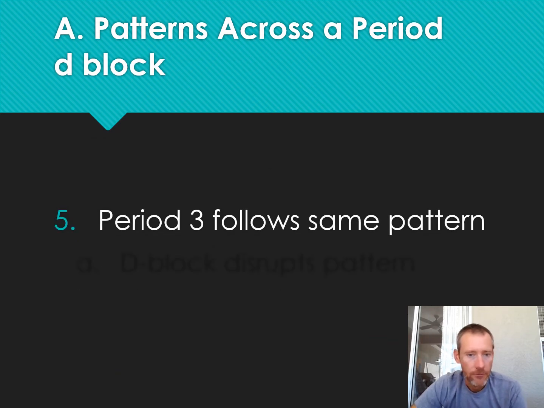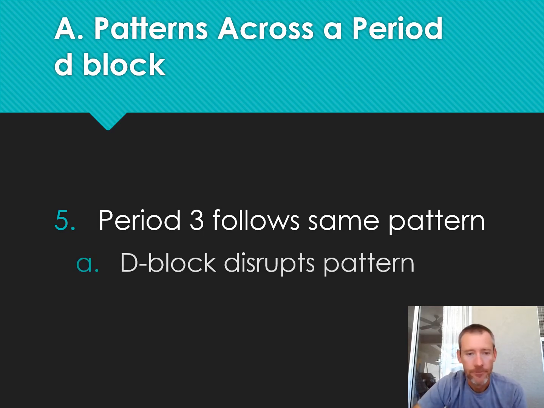All right, period 3 follows the same pattern, so it doesn't matter if you're talking about phosphorus and sulfur or magnesium and aluminum, it's the same aspect. The d block kind of disrupts the pattern, so we're not going to get into too much with the other periods, 4, 5, and 6, but knowing that when the d block starts being introduced, it's going to disrupt the pattern.